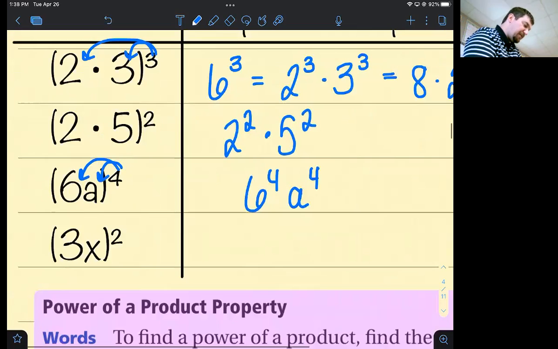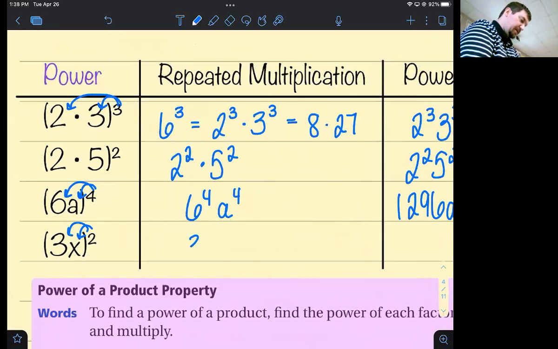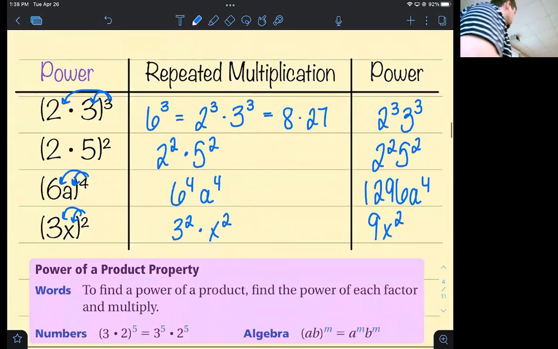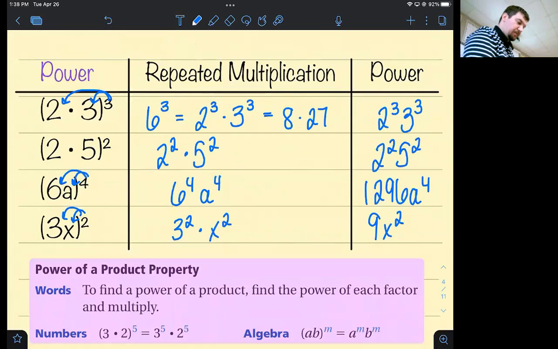What about this one? If I have 3x squared and I distribute that, what's 3 squared? 9. And then of course, x squared just be written right off to the side there. Or you could think of it as 3 times x times 3 times x, if you wanted to think of what it actually means to square it. And then you just rearrange that, and that's going to give you 9x squared.